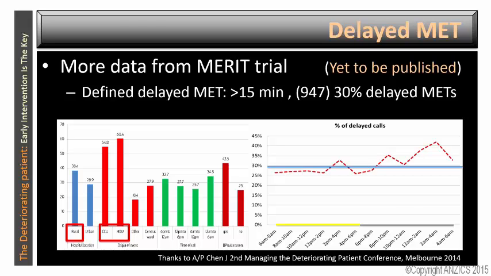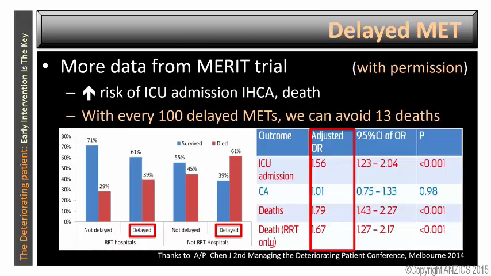I would like to thank Professor Chen for allowing me to share his slides. What we find is that rural hospitals are more likely to have delayed MET. Certain locations in the hospital are quite the culprit for delayed calls. The other thing found in the MERIT study was that a significant number of MET calls occurred after hours, and these had a significant impact not only on ICU admission but also on mortality.